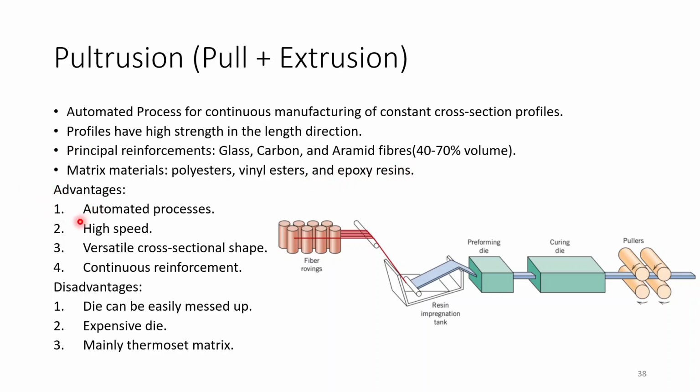Advantage is that it is automated process, it has high speed in production, it has versatile cross sectional shape, and it has continuous reinforcement. Disadvantage is that this die that is used here can be easily messed up, and it is an expensive die, and mainly thermoset matrix can be made using this. So here these are the fibers that are dipped into this resin, then they are pulled using this and extruded according to the required dimensions.